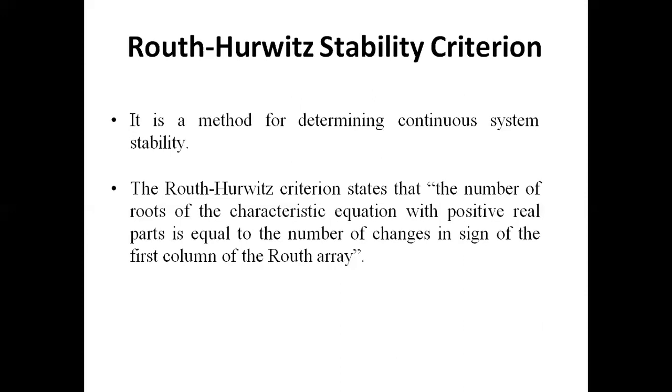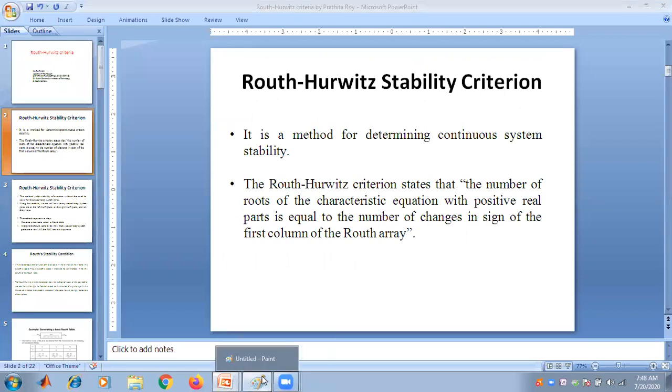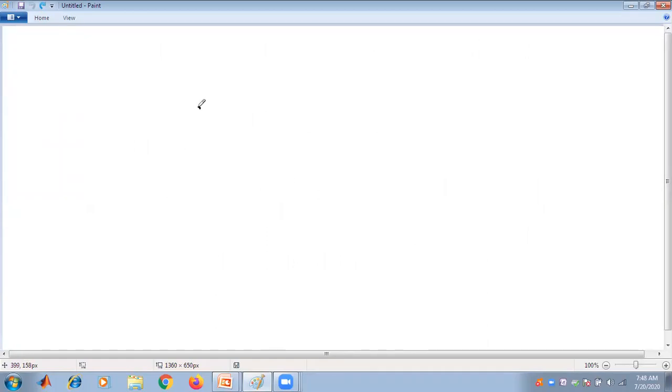Let's say this is a characteristics polynomial, s square plus s minus 2. I have said that all the coefficients of the characteristics polynomial should have the same sign. So here it is plus 1, here it is plus 1, but it is minus 2. It is also a coefficient of s to the power 0.